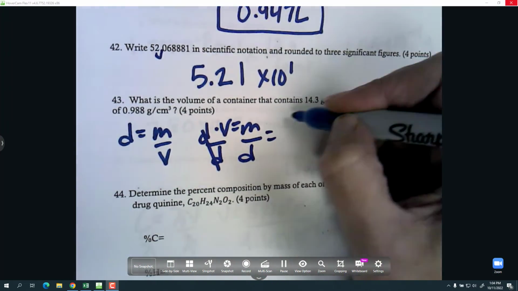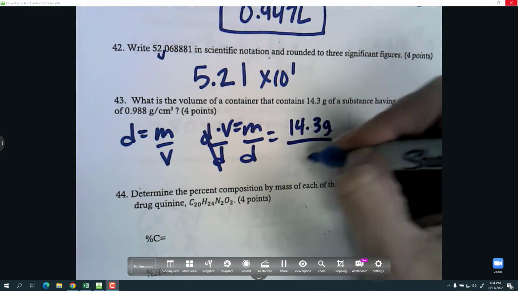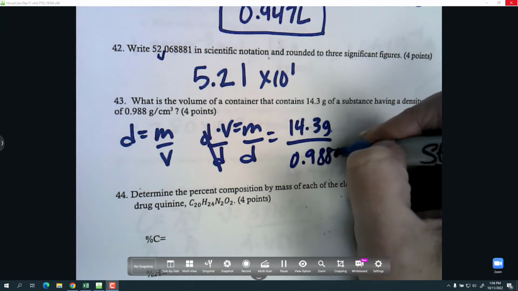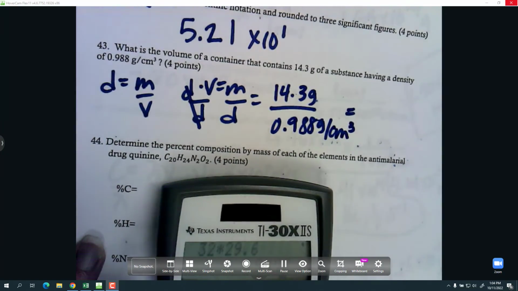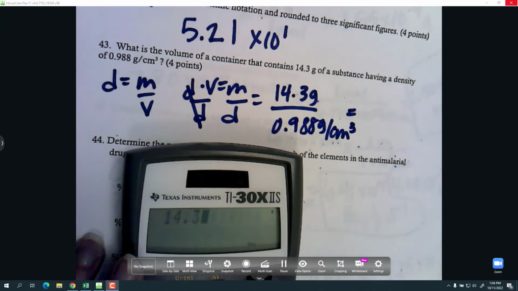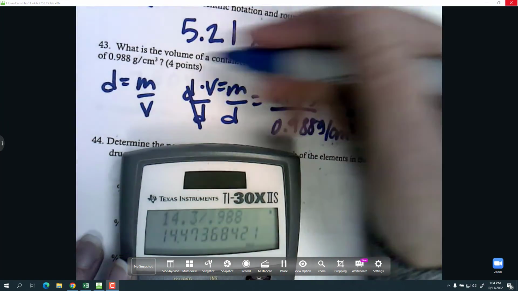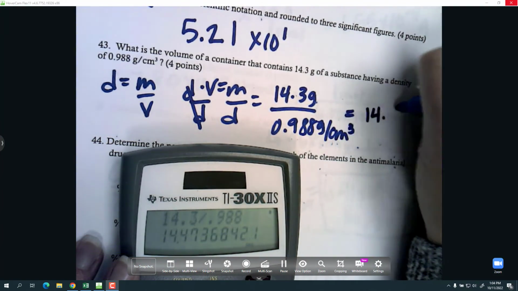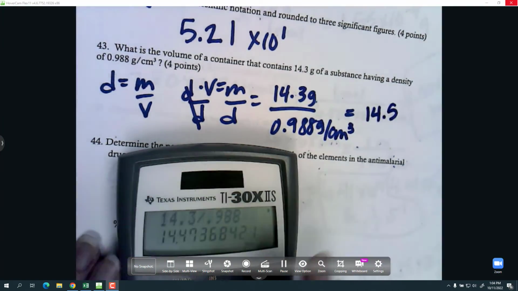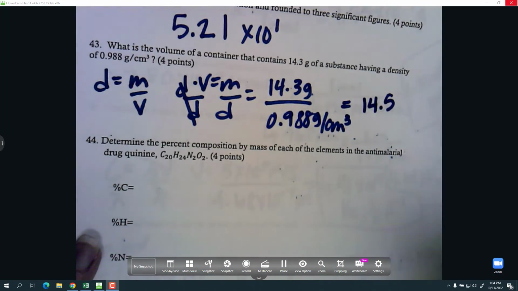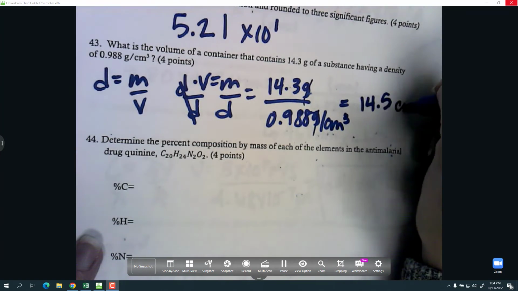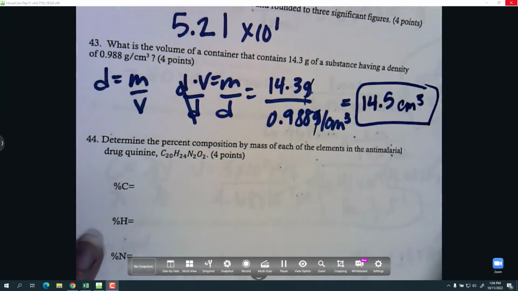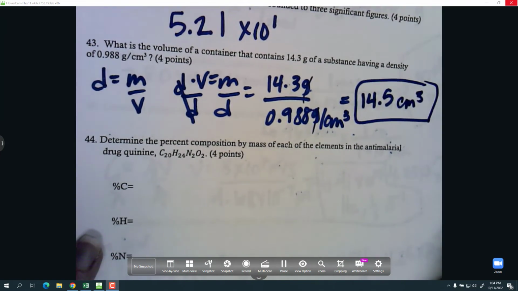I have those things. 14.3 divided by 0.988. I should get 3 sig figs, so 14.5 is my answer. The grams cancel, and now I have centimeters cubed in the denominator of the denominator, which is the numerator, so that's my unit, which is a volume unit.